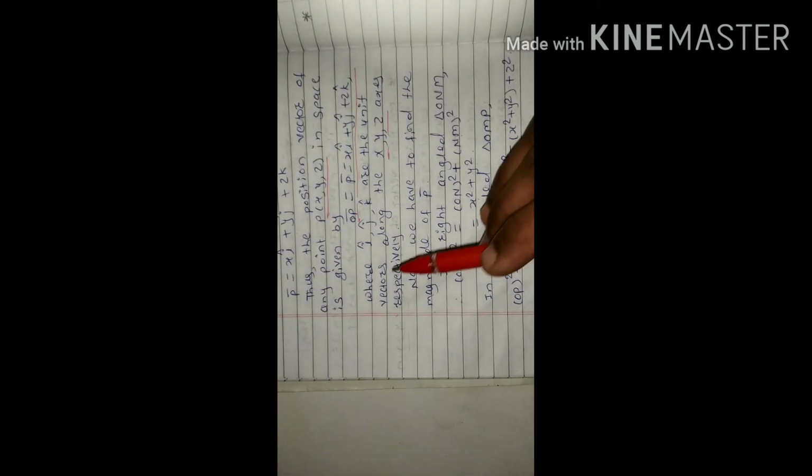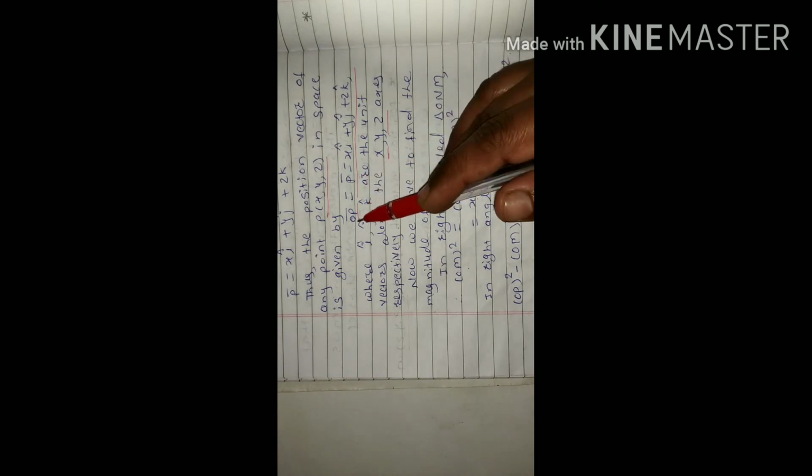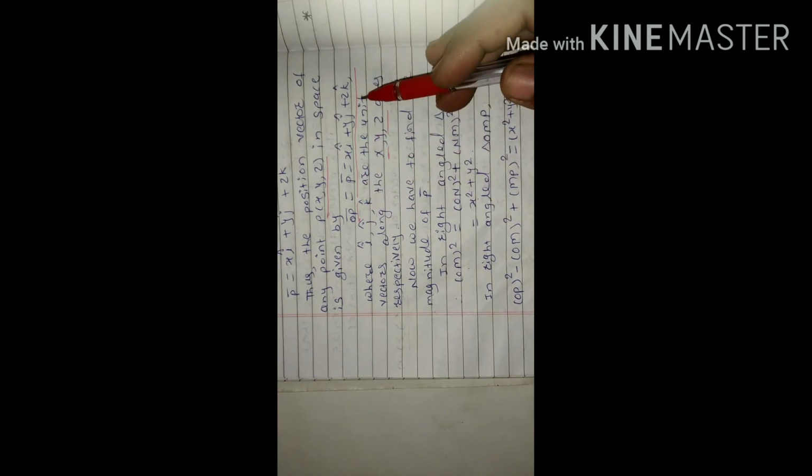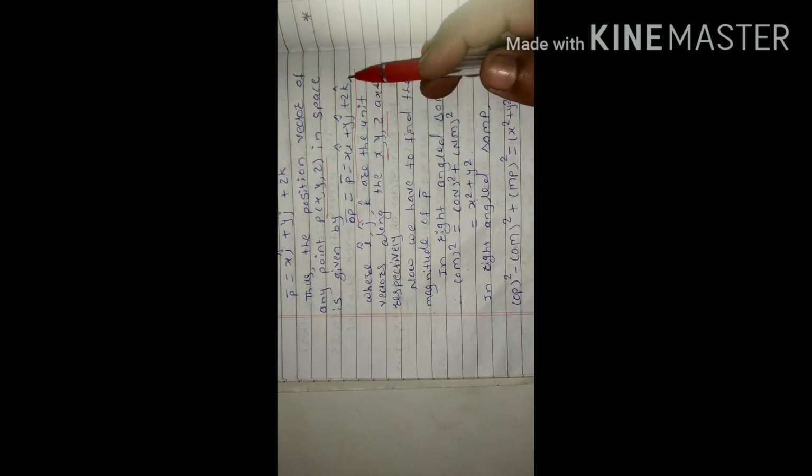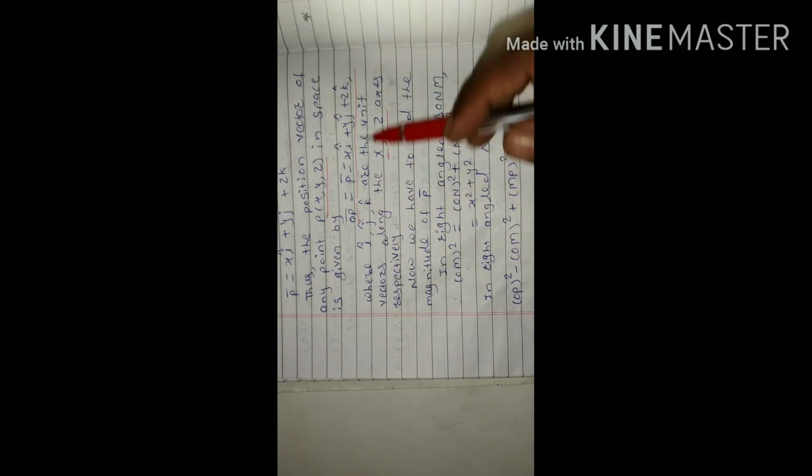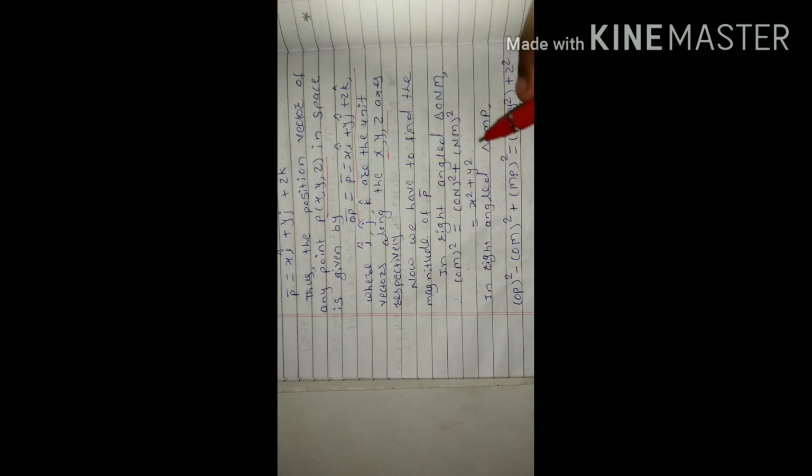Thus the position vector of any point P (x, y, z) in space is given by OP bar, that is P bar, is equal to x i cap plus y j cap plus z k cap, where i, j and k are the unit vectors along the X, Y and Z axes.